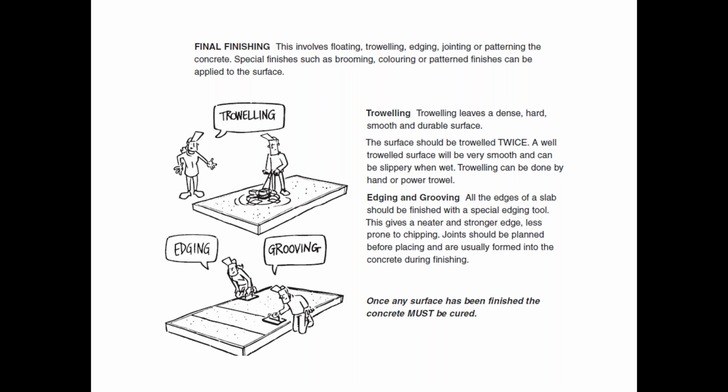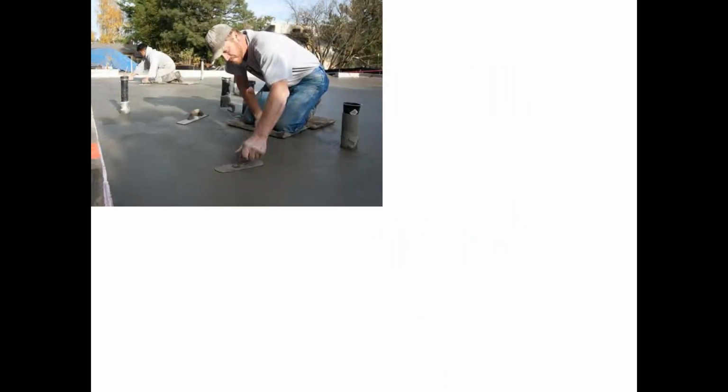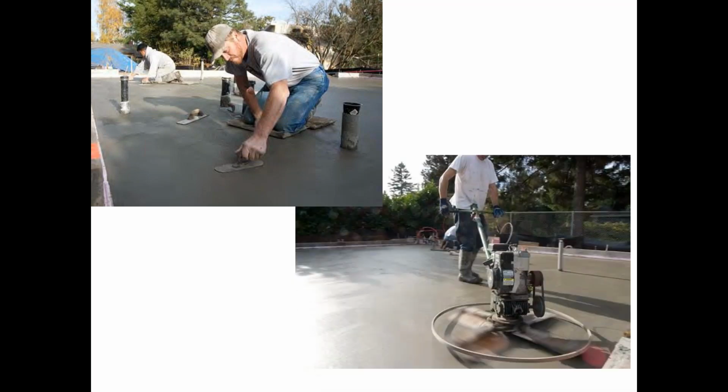The grooving, what it is, it's a way of putting a line into the concrete so that any stresses when it's shrinking and curing and drying and hardening hopefully go to those lines, so you can try to control where you might get cracking. So here's an example of some hand troweling, and also your machine troweling.